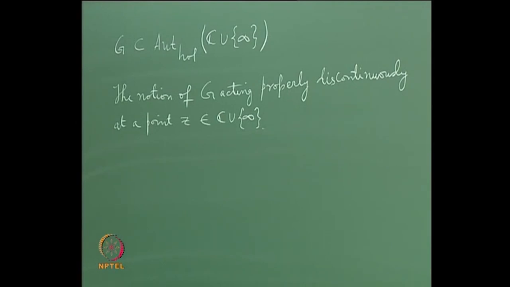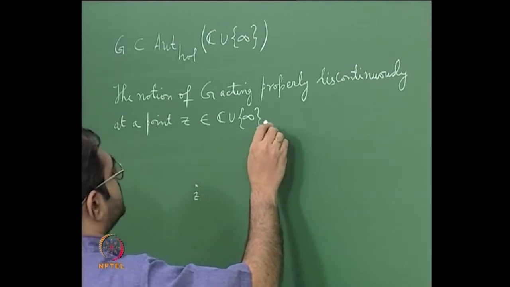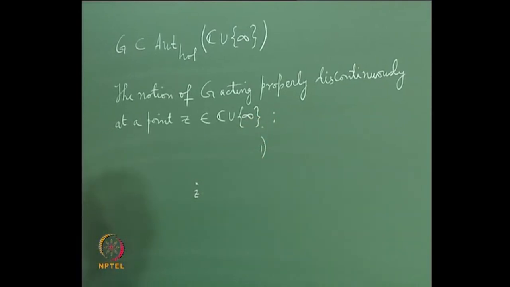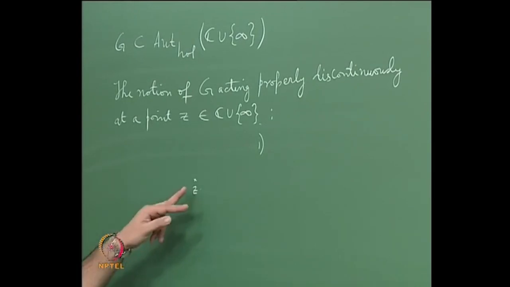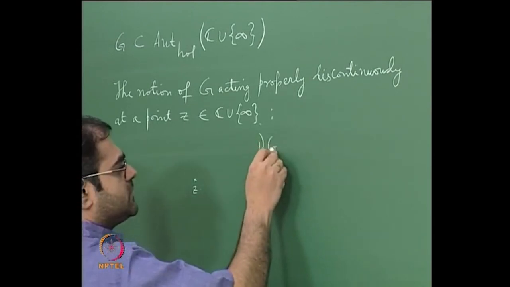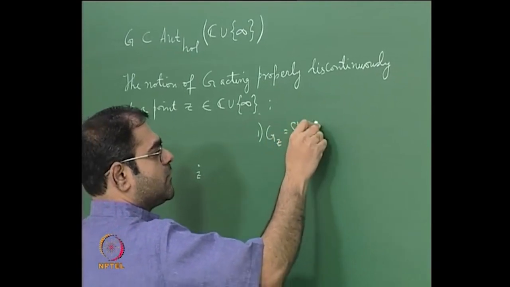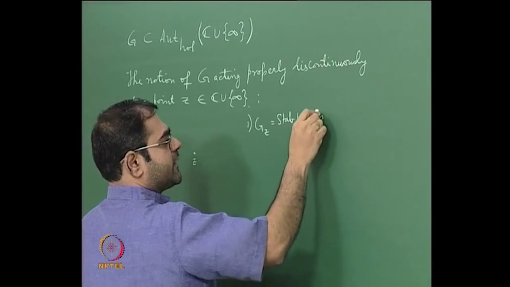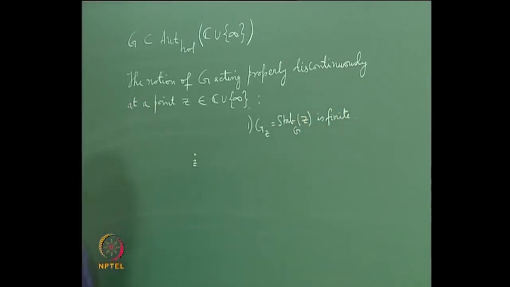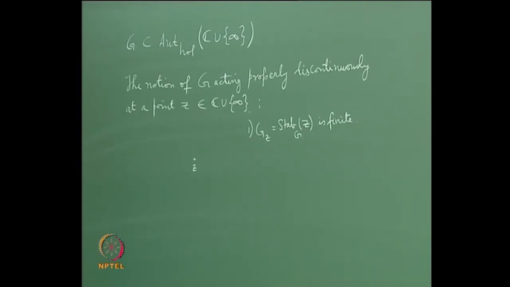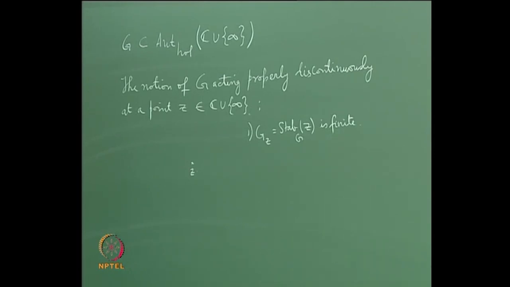So this notion was basically, if you recall the definition, as follows. If Z is the point we are looking at in the extended complex plane, then the condition was, number one: the set of elements of G which leave Z fixed, namely the stabilizer subgroup of Z, has to be finite, okay. So G sub Z, the stabilizer of Z under G, is finite. That means there are only finitely many elements of G which leave the point fixed.